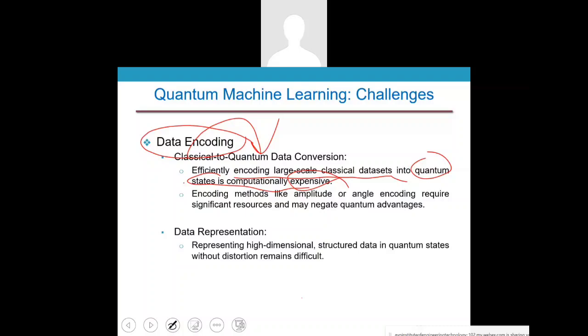What is that? You want to develop efficient classical-to-quantum data conversion techniques. Encoding methods like amplitude or angle encoding require significant resources, and significant resources may negate quantum advantages. This is one of the challenges. And data representation: representing high-dimensional data, not only two dimensions. Suppose the number of dimensions increases, how do you represent that? Representing structured data in quantum states without distortion remains difficult.